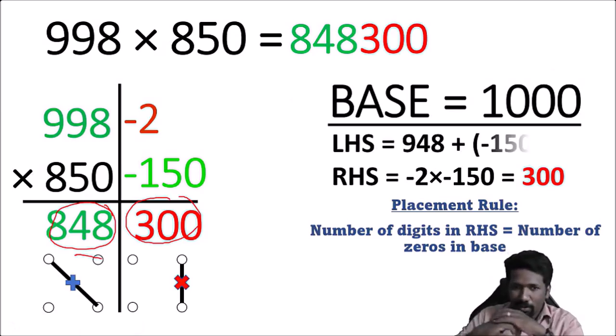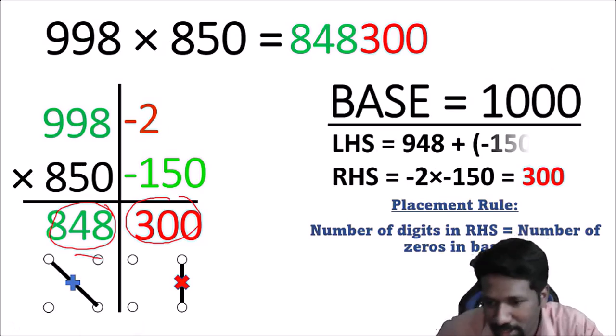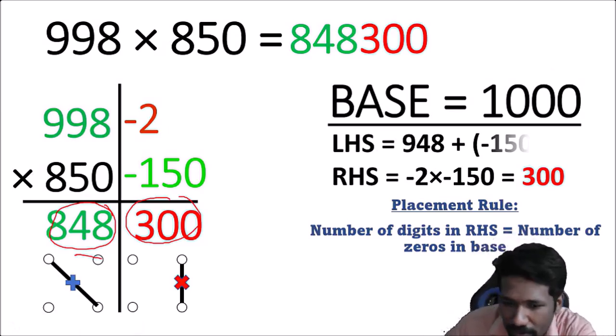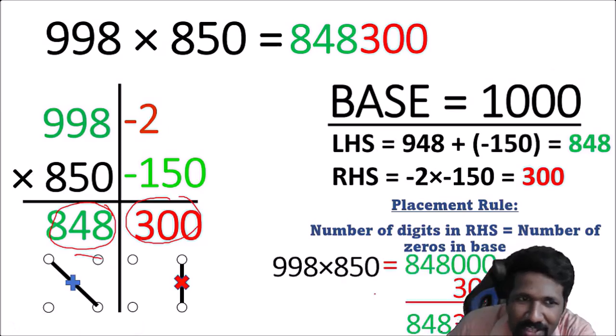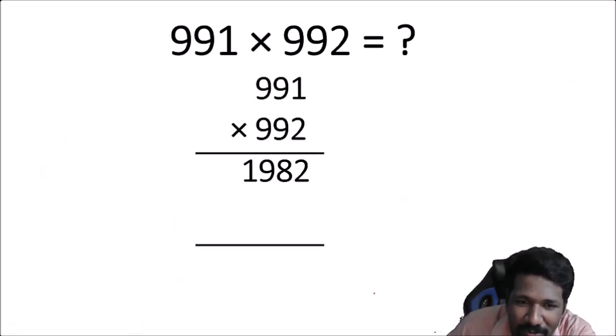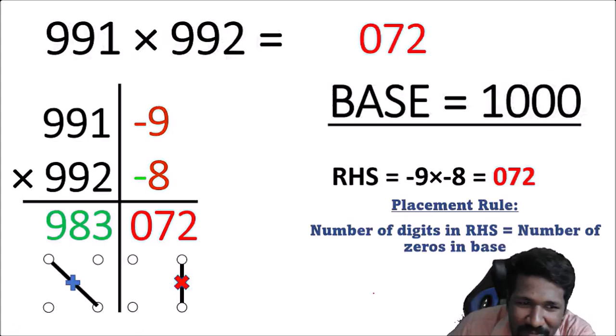Is it clear, all of you? It's very simple, very fast now. So is it limited to 3-digit numbers only? Not at all. You can do it for 4-digit, 5-digit, any number of digits.